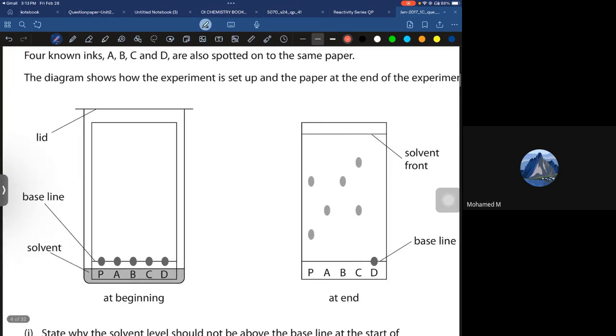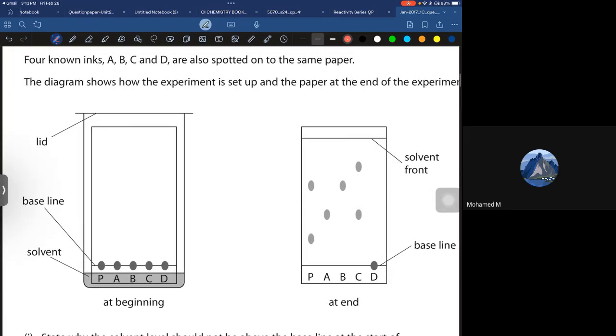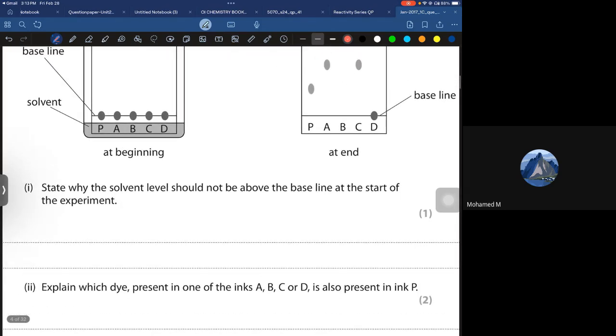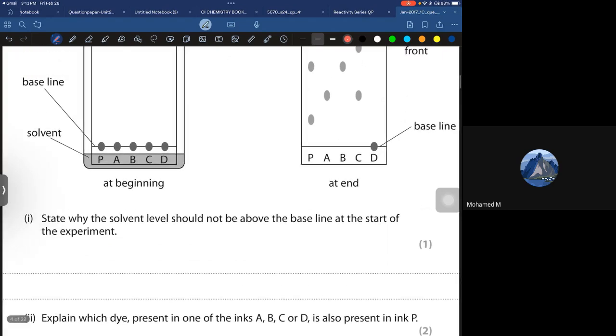Exactly. Okay. Four known inks A, B, C, and D are also spotted onto the same paper. The diagram shows how the experiment is set up and the paper at the end of the experiment. State why the solvent level should not be above the baseline at the start of the experiment.